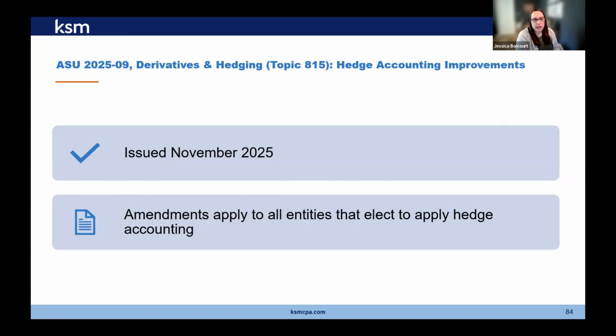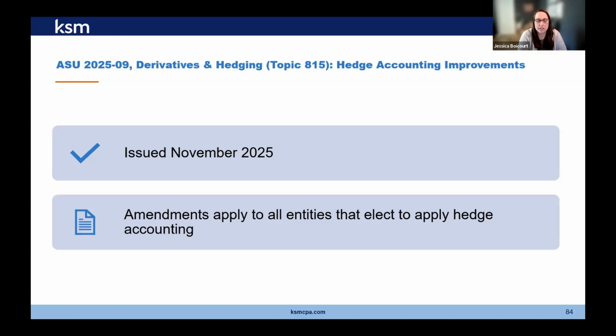The next update that they have out is ASU 2025-09, derivative and hedging, hedge accounting improvements. This amendment applies to all entities that have elected to apply hedge accounting. I promise that I did not intentionally tie these into the other topics that we talked about today, but it just happened to work out that way. The objective of this one is more closely aligning hedge accounting with the economics of an entity's risk management activities.